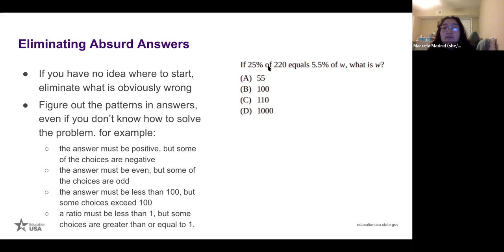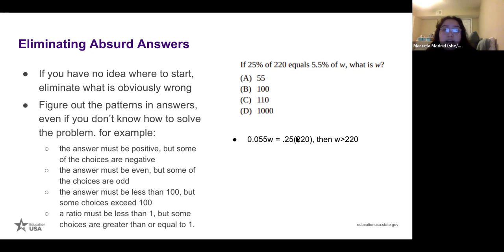If 25% of 220 equals 5.5% of W, what is W? And you're given 4 answer choices, which first of all, you have A, which is 55, and D, which is 1,000. So there's already a big jump between those two. So the first thing you're going to do is write down the 5.5% in decimal. You don't have to do this, but again, for me, this would work. So then you have it in decimal, which is 0.055 W equals 0.25 times 220.